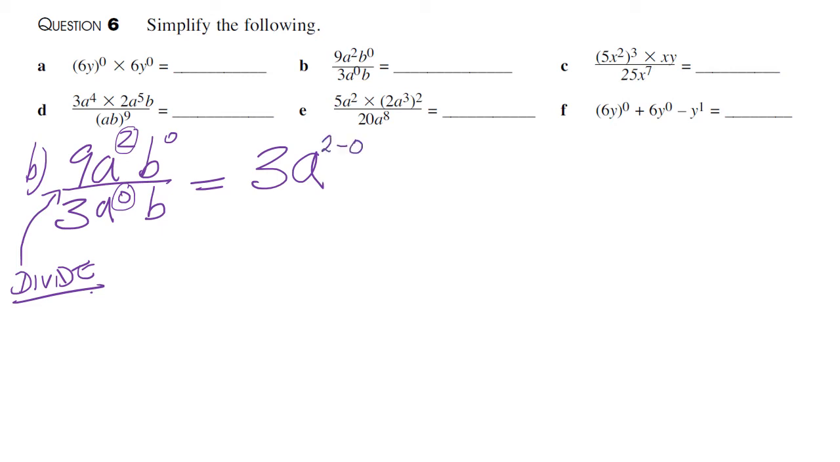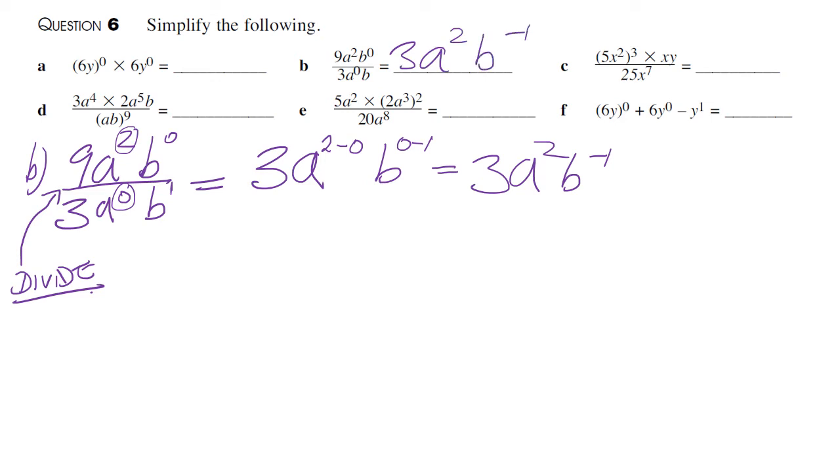Then what about b? B would be 0, take away, what would it take away? What does b by itself mean? B by itself is just the same as b to the power of 1. So it would be b to the power of 0 take away 1. So your answer is going to become 3a to the power of 2 b to the power of negative 1. Okay, so your answer will be 3a squared b to the power of negative 1. Let's try c. Okay, c looks a bit yucky.